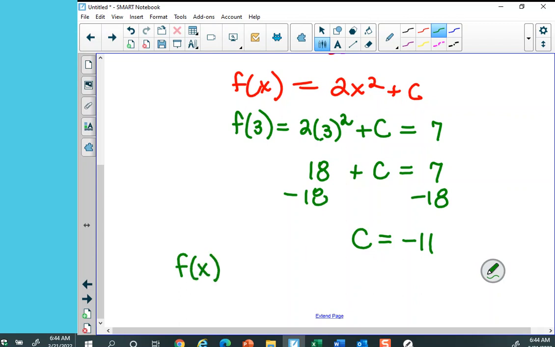So this is the important part. You got to finish it. You can't stop there. C is negative 11. Great. So what was f of x? So f of x is 2x squared minus 11.